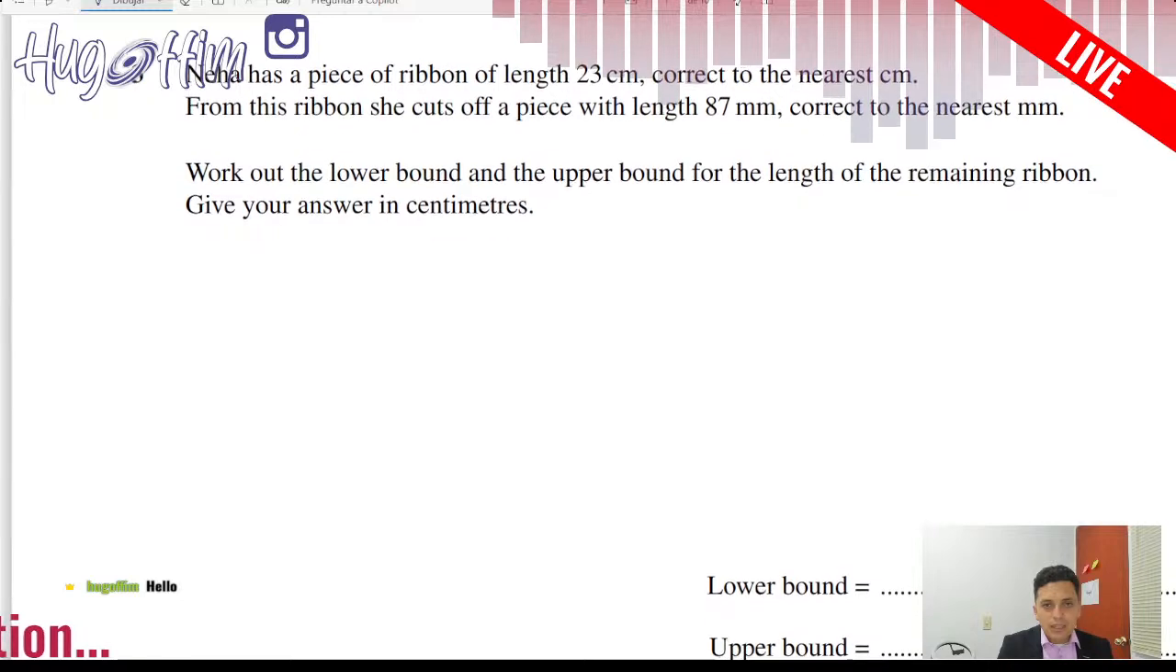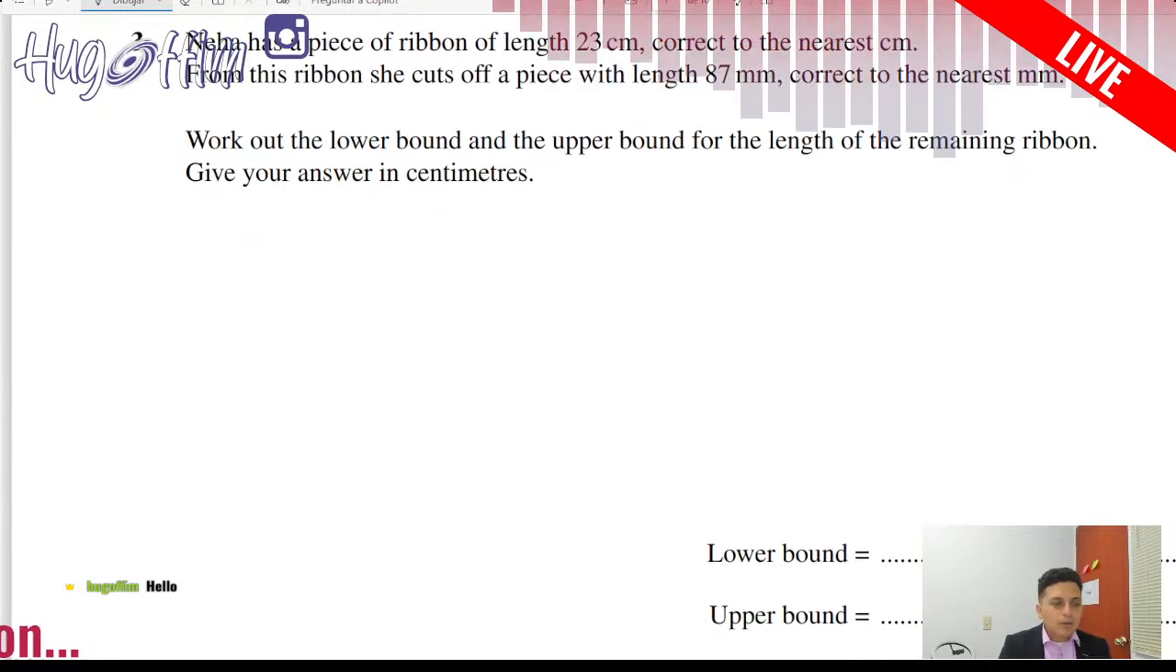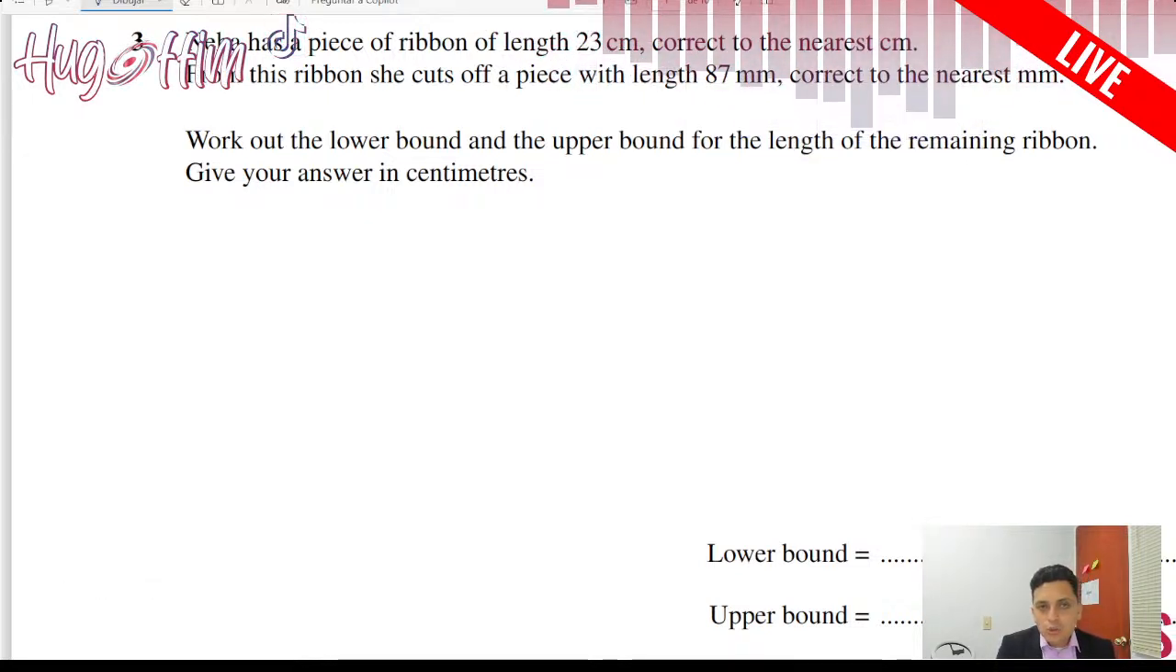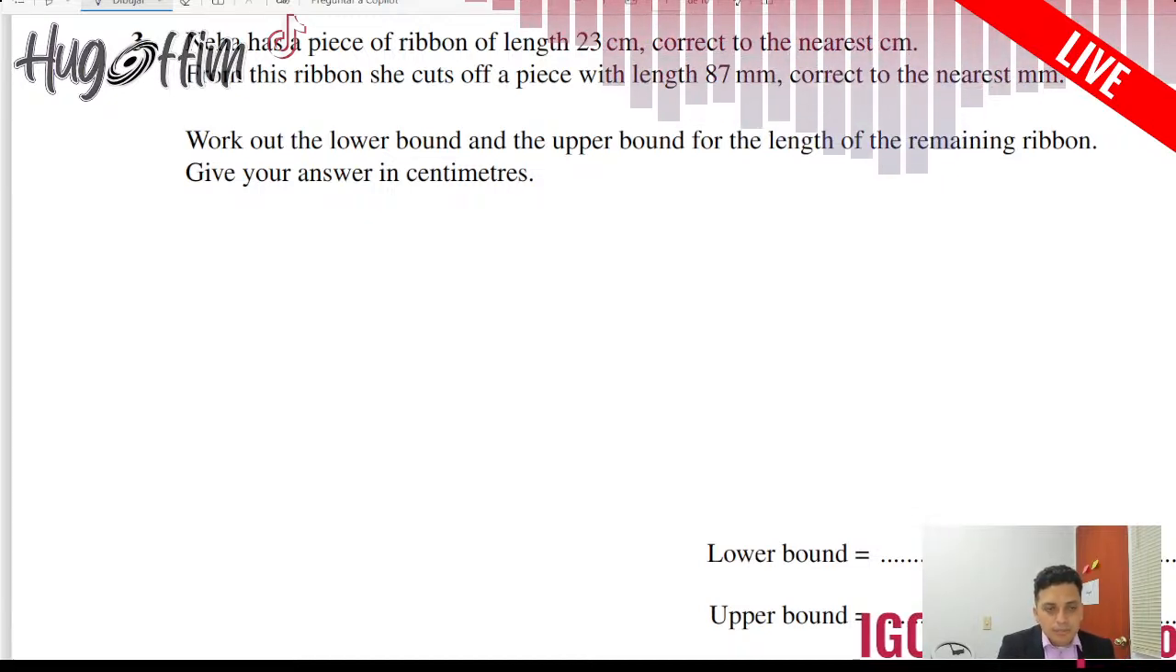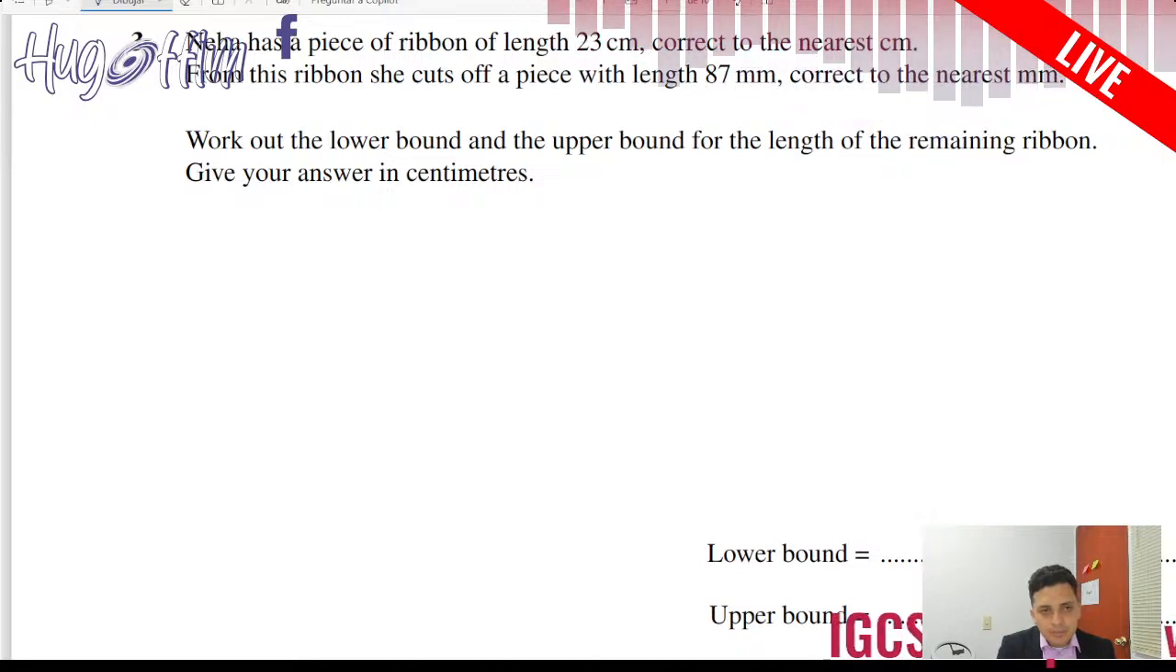Now we're going to see this one. This is about upper bounds and lower bounds. We're going to do it by using upper bounds and lower bounds. It says Niha has a piece of ribbon of length 23 centimeters, correct to the nearest centimeter. From this ribbon, she cuts off a piece of length 87 millimeters, correct to the nearest millimeter. Work out the lower bound and the upper bound for the length of the remaining ribbon. Give your answer in centimeters.